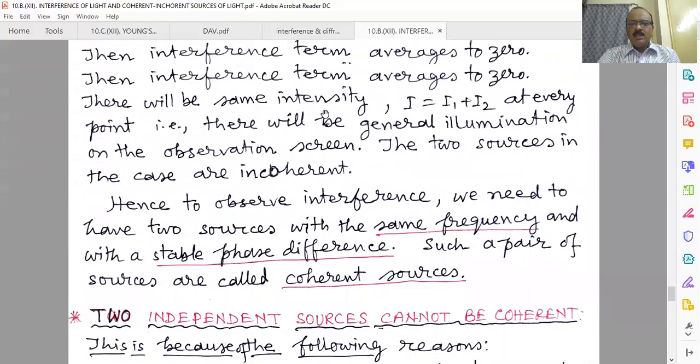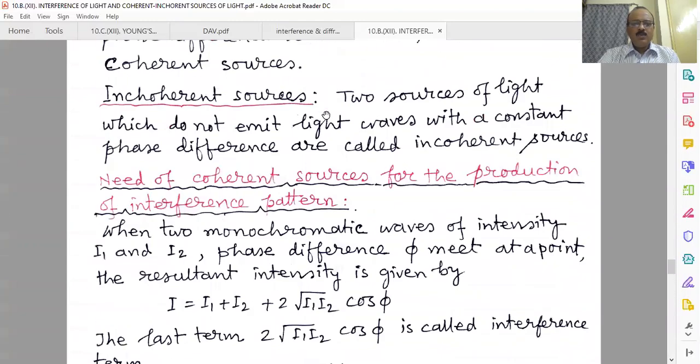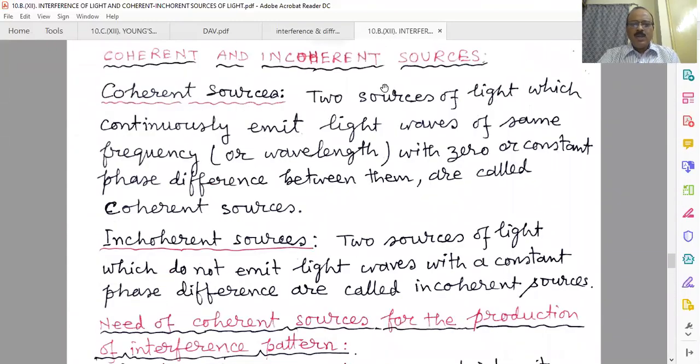sources. Let us first know what we mean by coherent sources. Coherent sources are two sources of light which continuously emit light waves of the same frequency or wavelength with zero or constant phase difference between them. That means the two light waves coming from the two different sources are said to be coherent if, when the two waves meet at a particular point, they are always in the same phase, or there is a constant phase difference with respect to time.